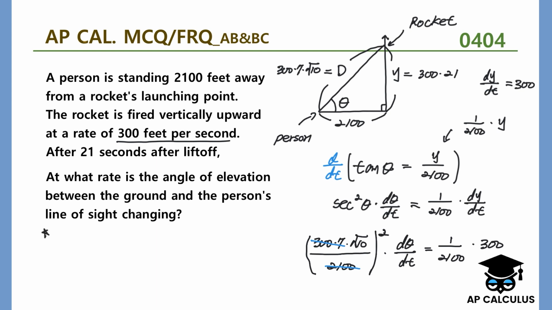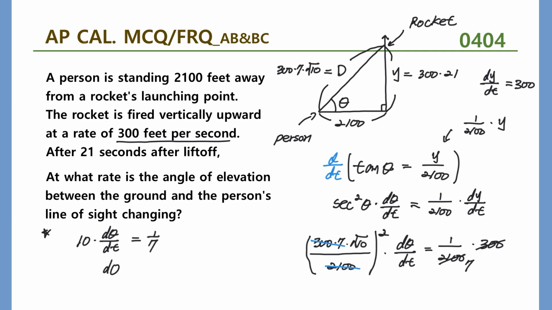I'm gonna write right over here. Square root of 10 squared, that's 10. d theta over dt is equal to, here, 300 over 2100, that's just 1 over 7, right? It's equal to 1 over 7. So d theta over dt is equal to 1 over 70. So 1 over 70 radians per second, right?